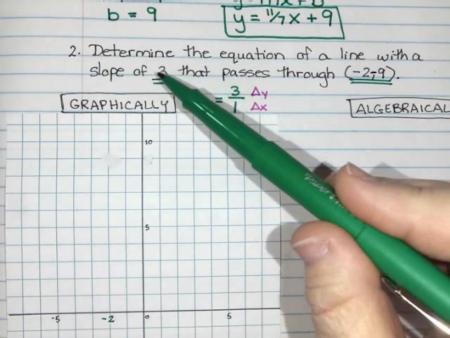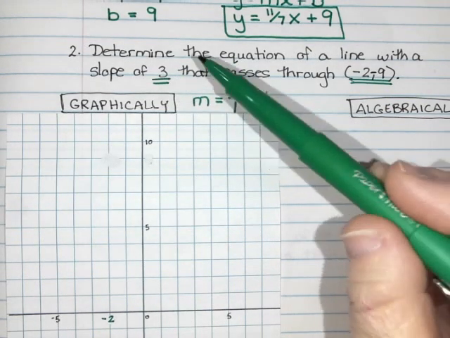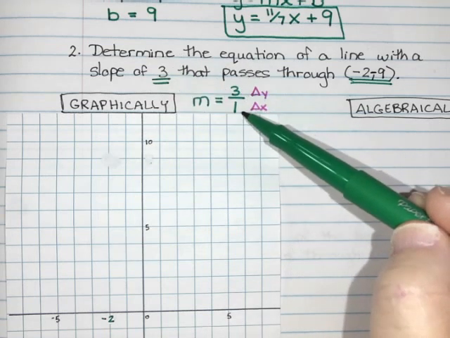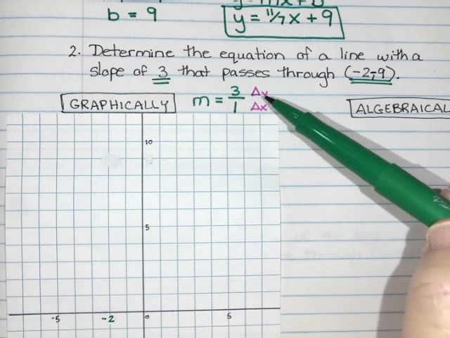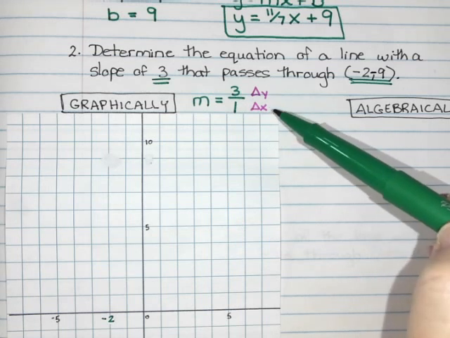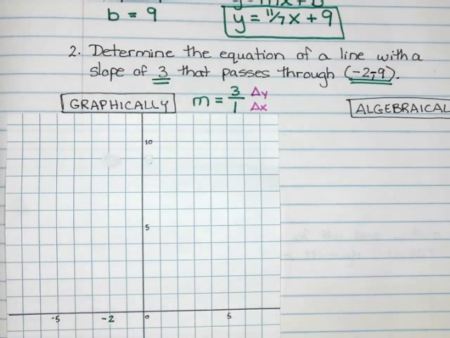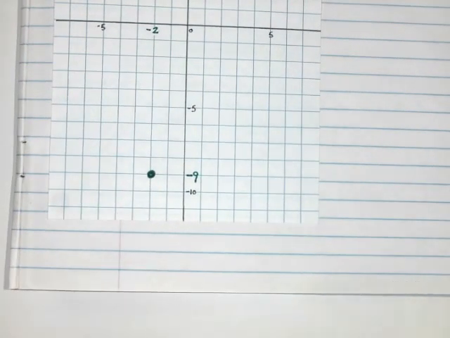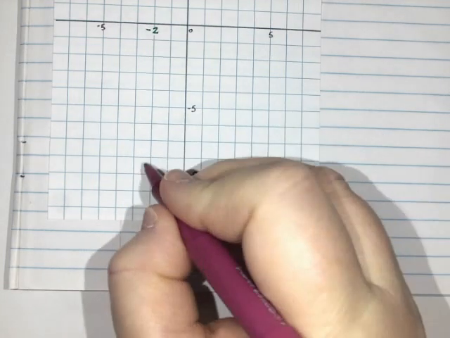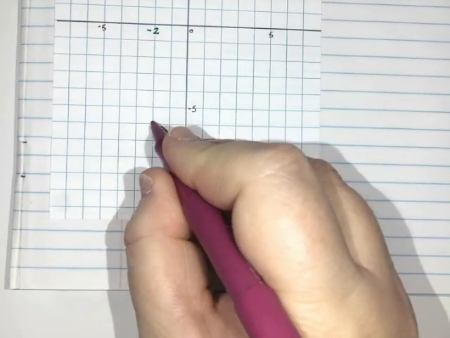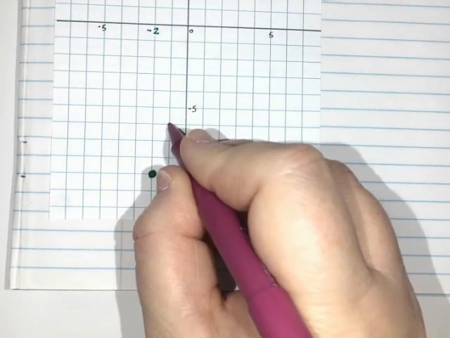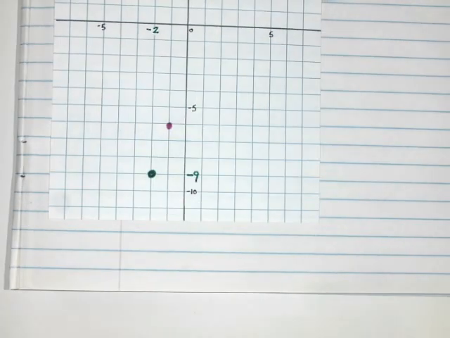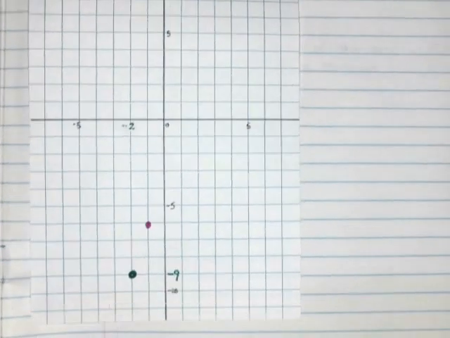The second thing it gave us is the slope, which is 3. That secretly is 3 over 1. You always want it to be a fraction. The number on top is the change in y. The number on the bottom is the change in x. So what that means is from this point, I am going to add 3 onto y, or go up 3, and then add 1 onto x, or move over 1. And then I'm going to make another point. And then I'm going to do it again.